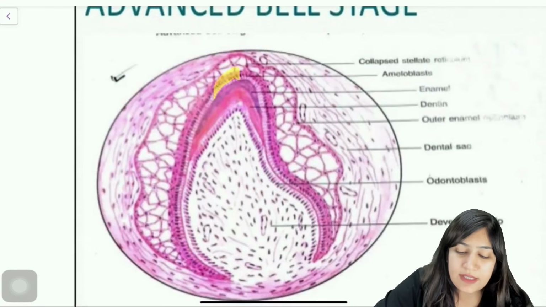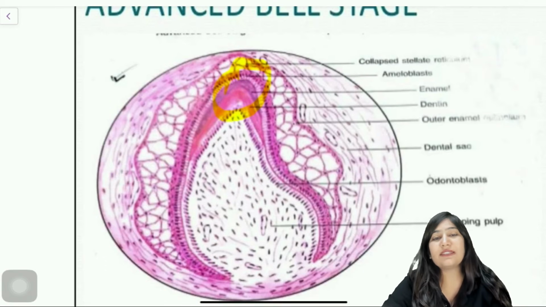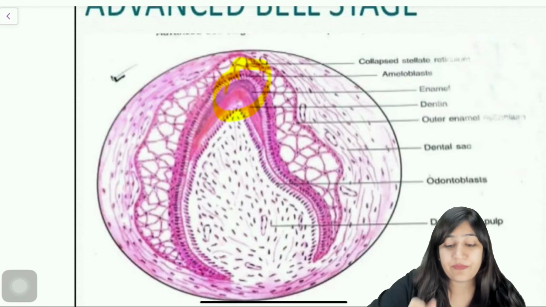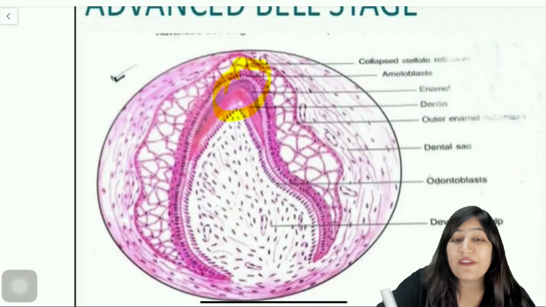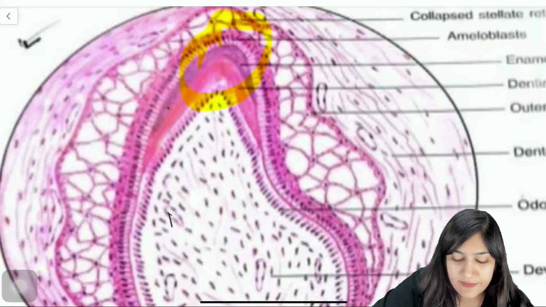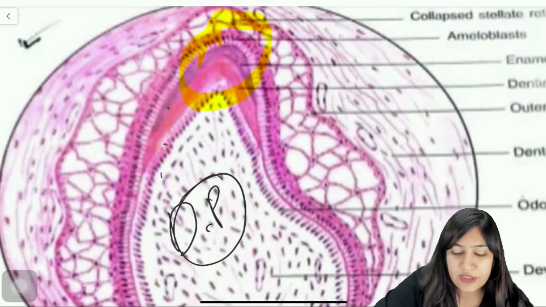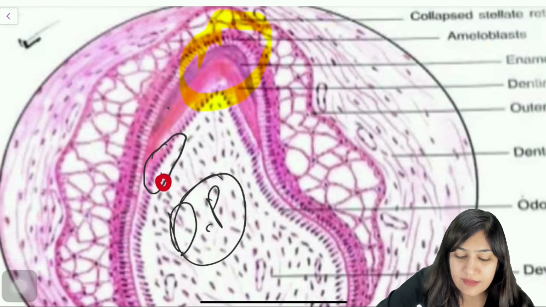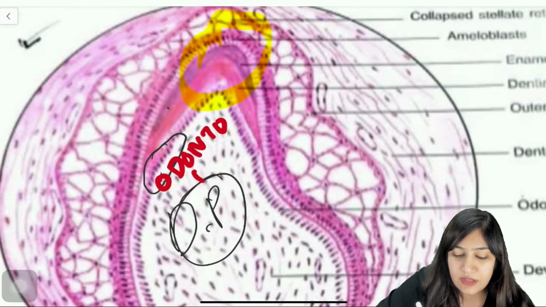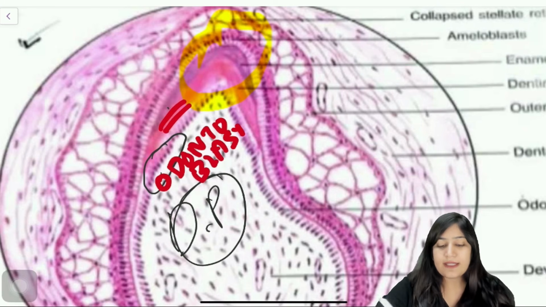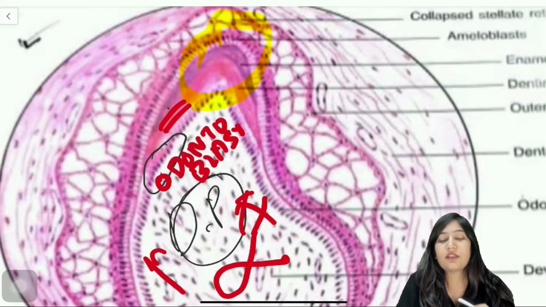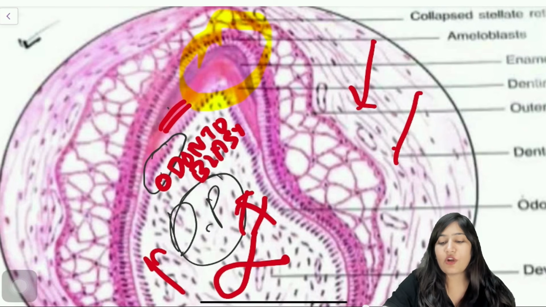Here also you can see there is presence of hard tissue here. So it is advanced bell stage. So what happens in advanced bell stage? Under the influence of inner enamel epithelium, this is our dental papilla, right? The outermost layer of dental papilla cells, you can see, these are odontoblast cells. These odontoblast cells will start forming dentine. Once dentine is formed, nutritional supply from the dental papilla will be cut off. So now the nutritional supply will be from dental sac.